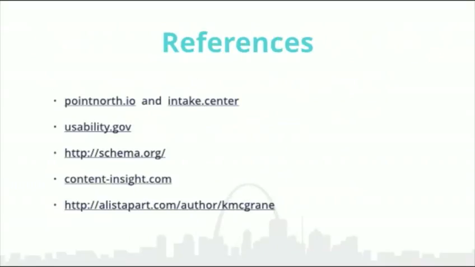I have a few resources. I shared the North and Intake Center with you all. Usability.gov has a really good set of guidelines for developing things like information architecture and content strategies. It's nicely designed as well. It's one of the best things the government's done, in my opinion. So check them out. Schema.org that I already mentioned, you can check out their conventions for naming content fields. Content Insight is the content inventory tool. And Karen McGrane, if you haven't read her articles about content strategy in a responsive world, definitely check out her stuff as well. Voila.